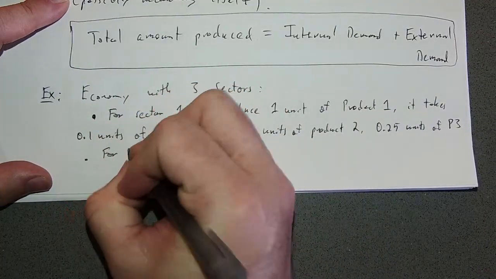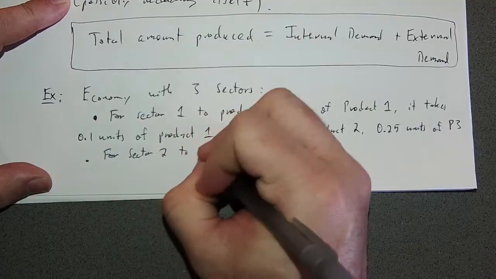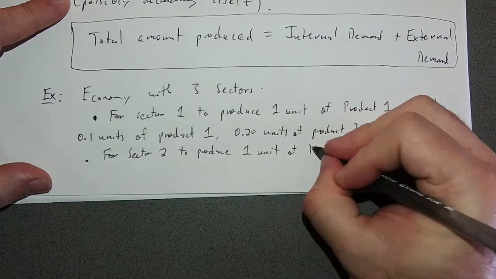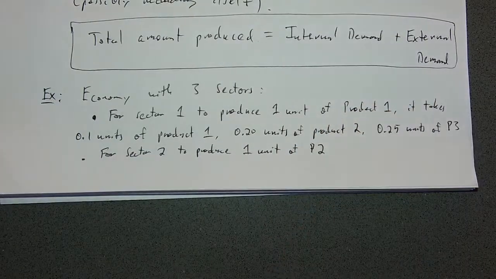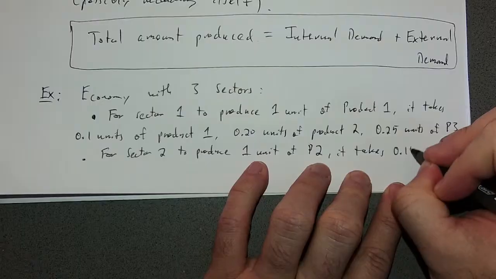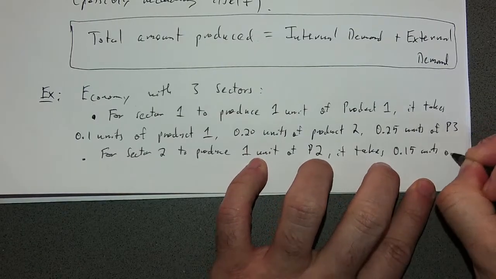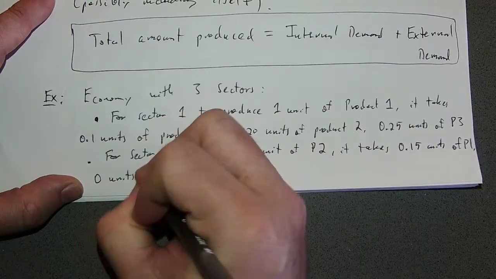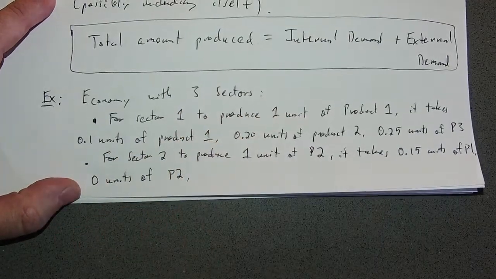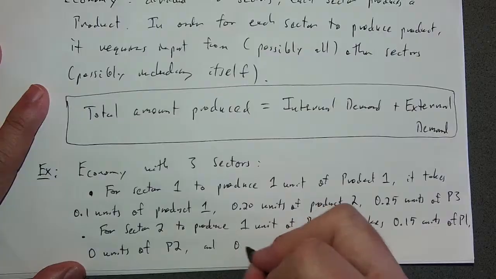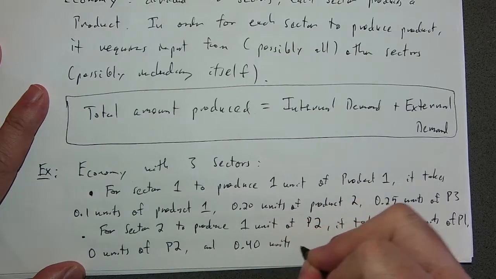Next, for sector 2, to produce 1 unit of product 2, or sorry, I'll write it as P2, it takes 0.15 units of product 1, 0 units of product 2, so it doesn't require any of its own production in order to make product 2, and 0.4 units of product 3.